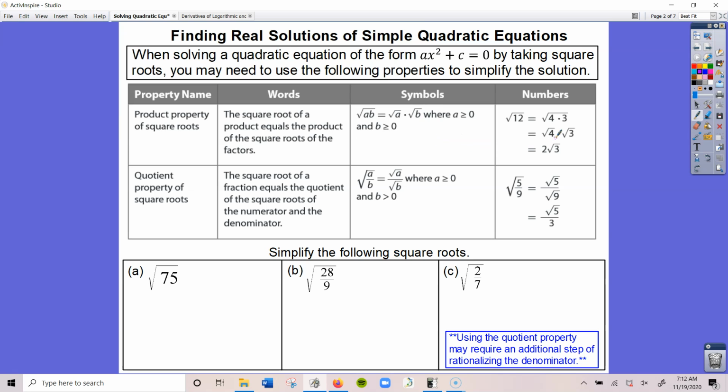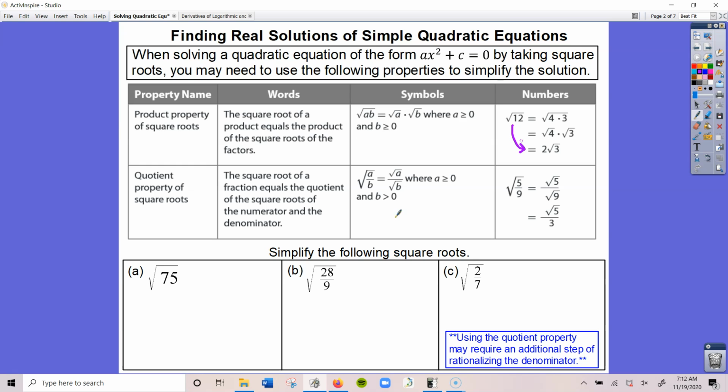Now, how this helps us is when we're trying to simplify a square root. So here we have the example, the square root of 12, which is equal to the square root of 4 times 3. And so if I separate that, I get the square root of 4 times the square root of 3. Now I know what the square root of 4 is, which is 2. So you get 2 times the square root of 3. So that is a simplified version of your square root.